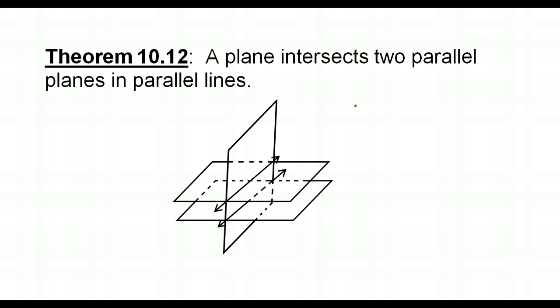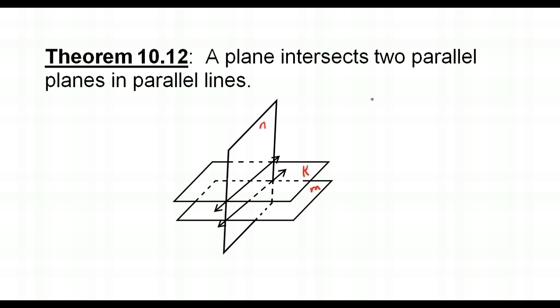Okay, here's the next one. A plane intersects two parallel planes in parallel lines. So this plane right here, I'll call it N. N is a plane that is intersecting these other two planes. Let's call this K and M.